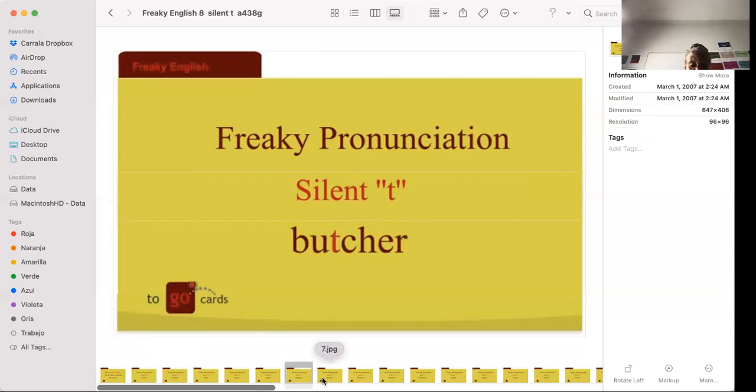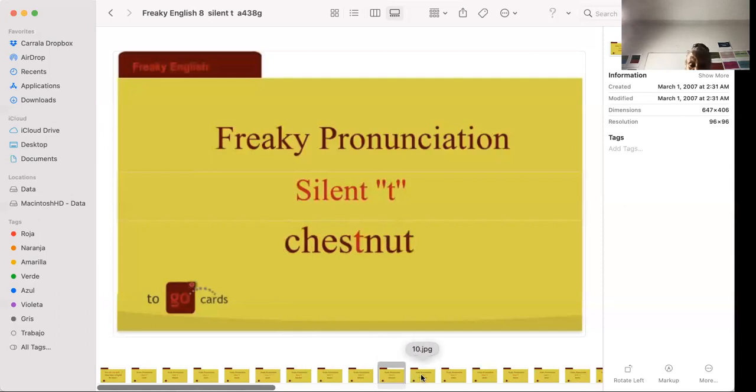Butcher, keister, kitchen. I mean, the T is not even there as a hint. You don't say kitchen, it's kitchen. The T is not even there as a hint.